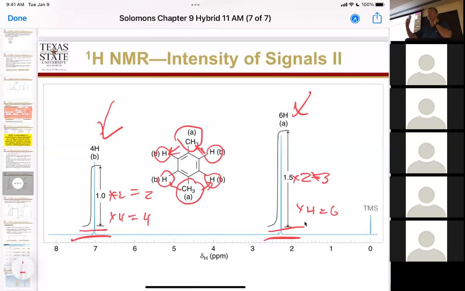Okay, so you're multiplying and dividing by whole numbers, and as long as you're doing the same number to all of the peaks, you're doing it correctly. So if you know one of your carbons has 1 hydrogen on it, you want to divide by whatever makes the smallest peak 1. All right, questions on that?